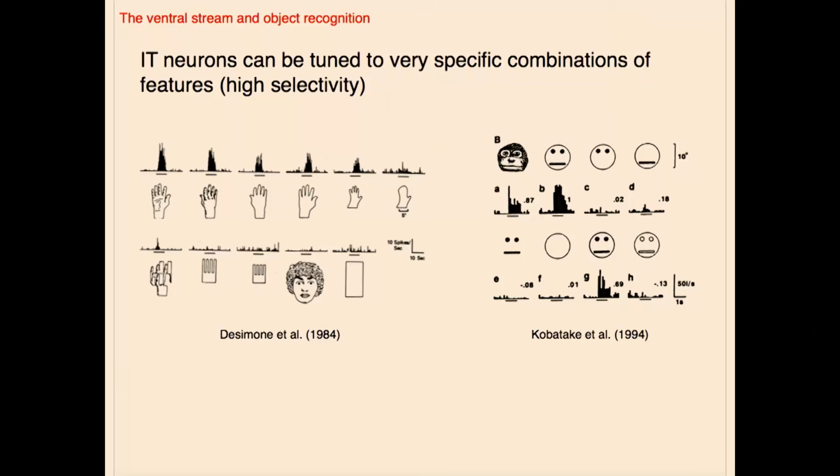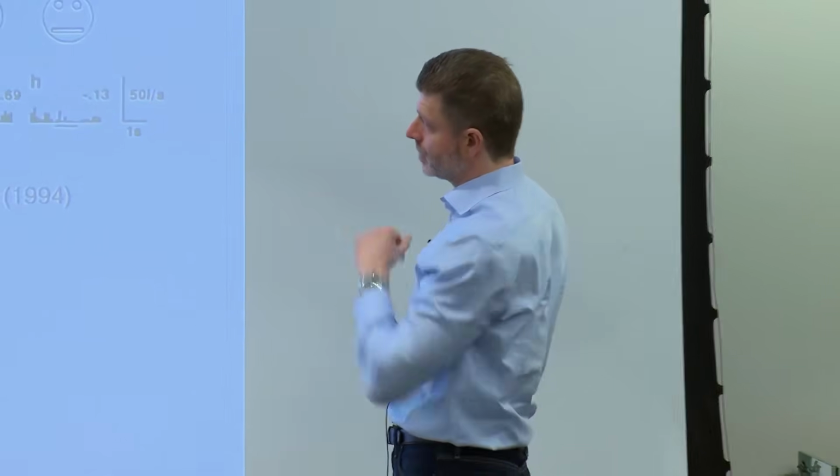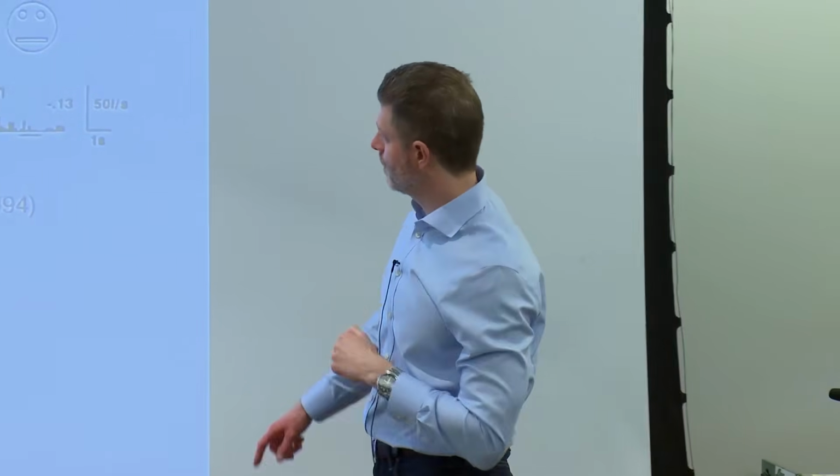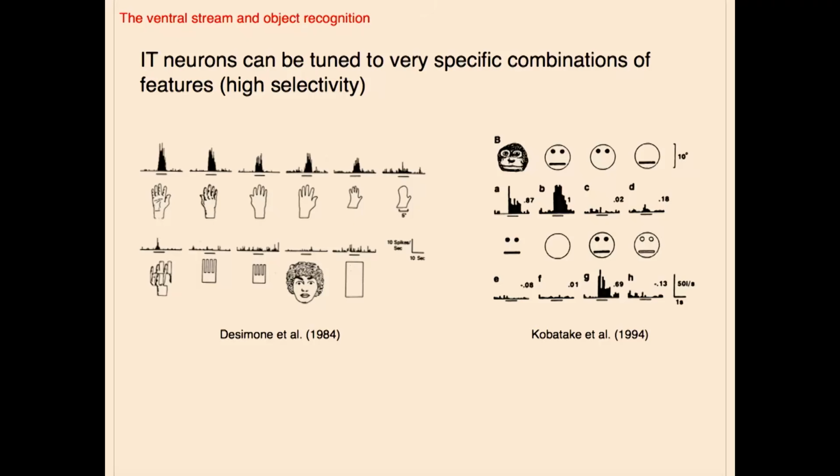Here are some other examples. This is another early study that found another example of a neuron that's tuned to the shape of a hand. Here's an example where some neurons seem to be selective for faces. The idea is that they're tuned to these very specific combinations of features. They're highly selective.